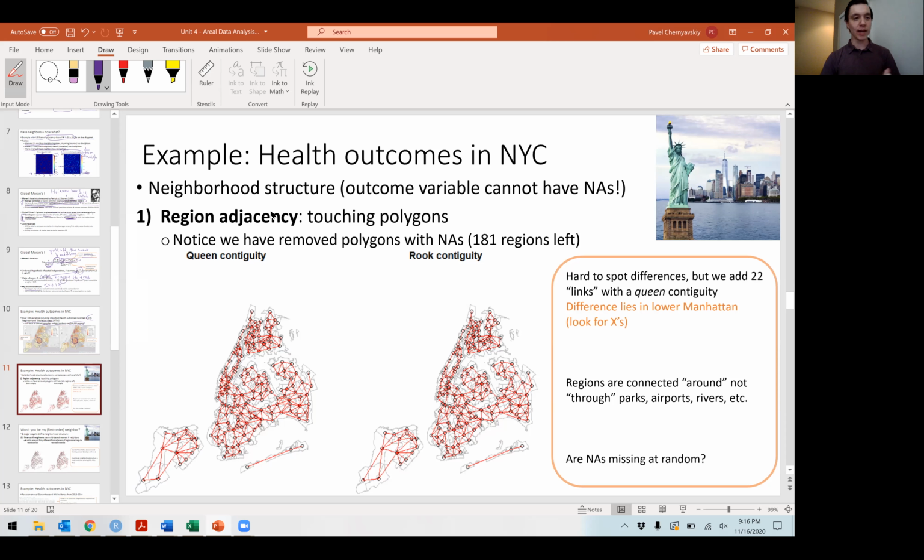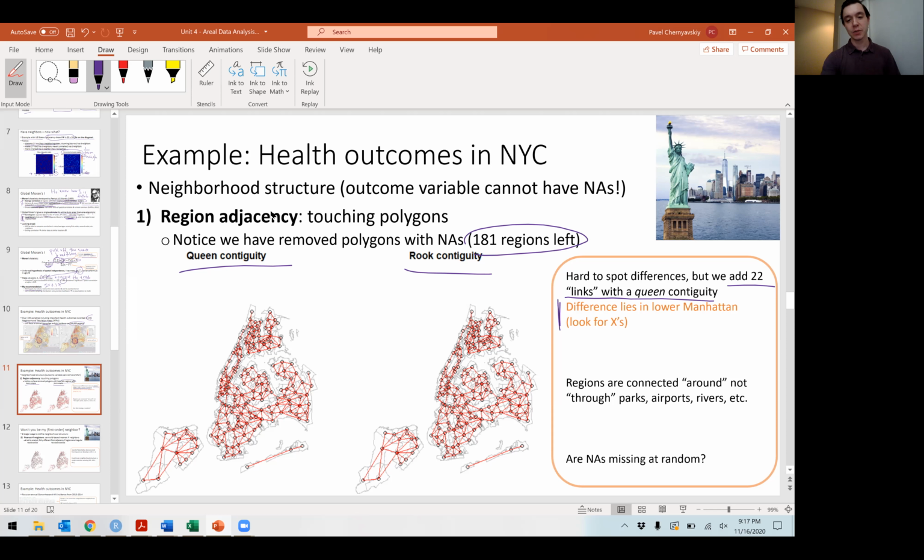Here I have on the left the queen contiguity. So I'm counting a single point of contact as the 2 regions are first order neighbors. Here I have Rook contiguity, which requires 2 points of contact. It's hard to spot because we have 195 regions left after I excluded, you know, airports and jails and whatnot. But we actually add 22 links if we use the queen contiguity. And it took me a very long time to spot where that occurs.